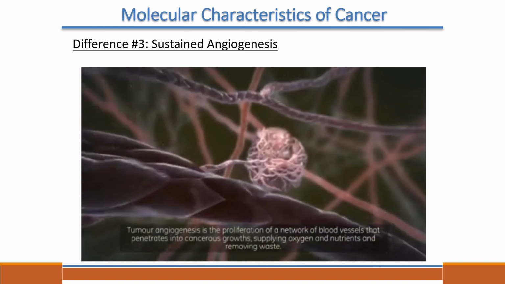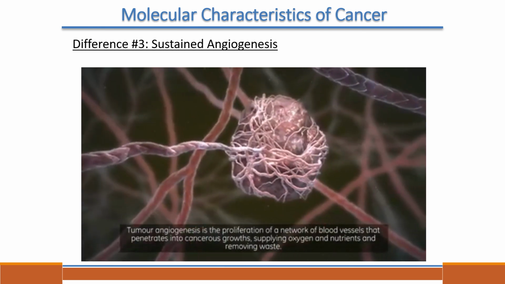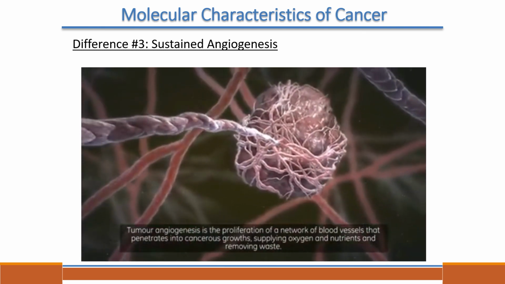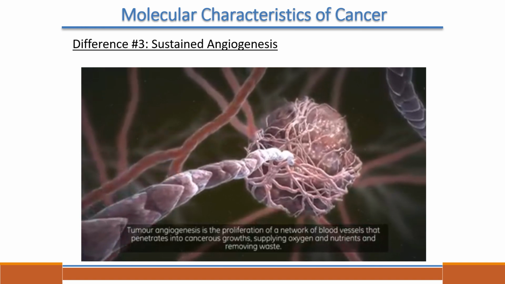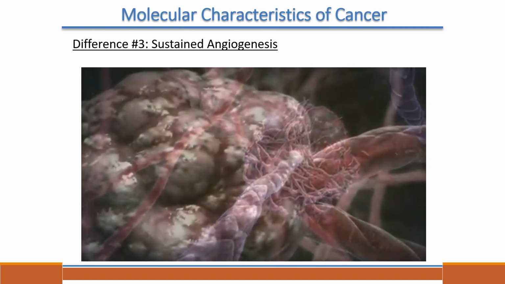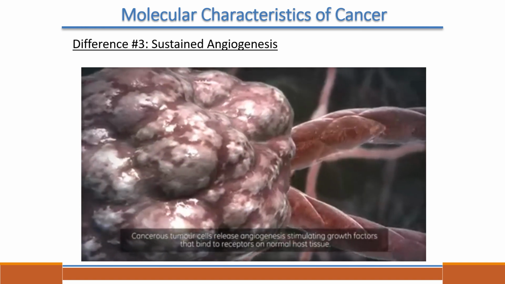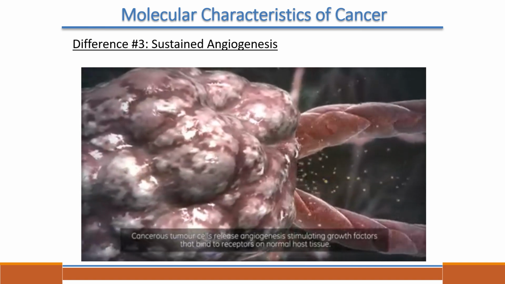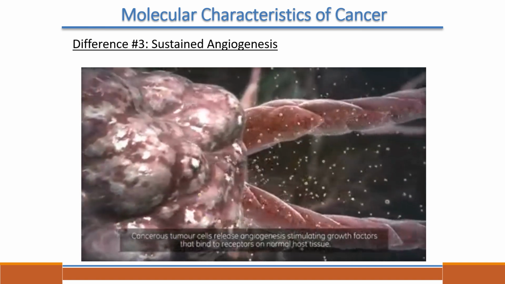Tumor angiogenesis is the proliferation of a network of blood vessels that penetrates into cancerous growths, supplying nutrients and oxygen and removing waste products. Tumor angiogenesis actually starts with cancerous tumor cells releasing angiogenesis-stimulating growth factors.